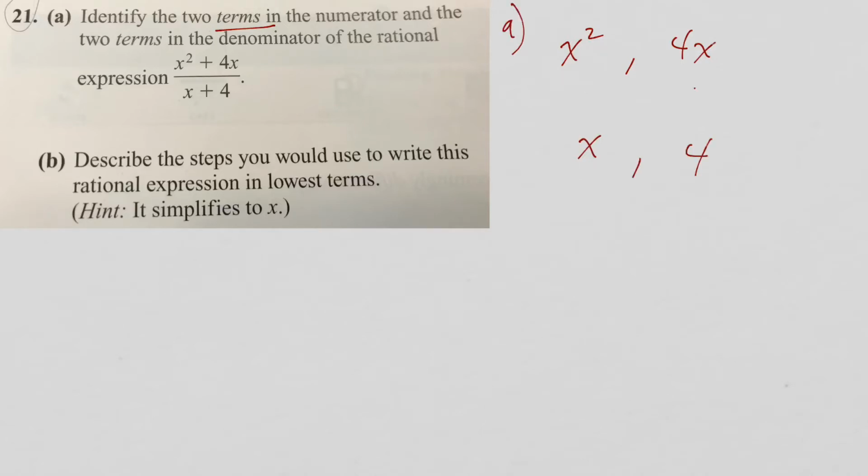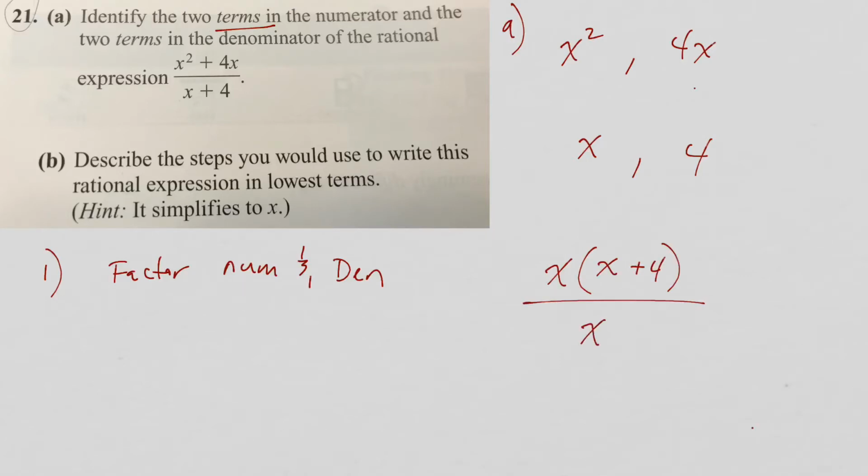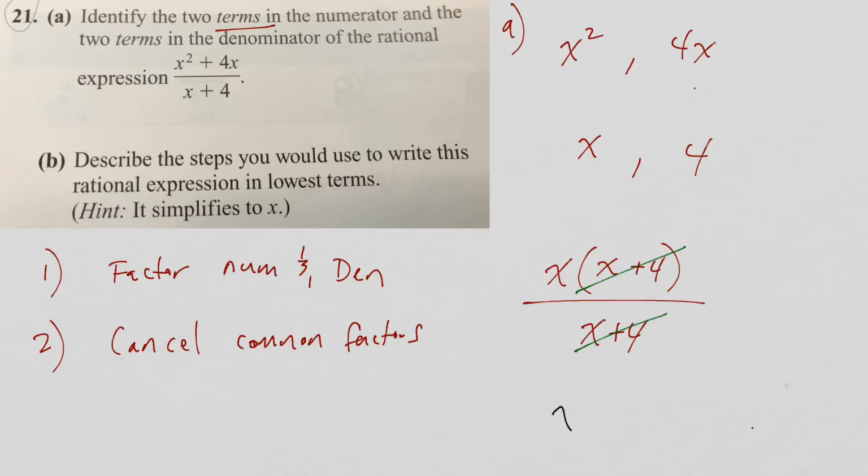So that's part A. Part B, describe the steps you do to write this in lowest terms. Well, step 1, factor numerator and denominator. So I would pull out the x in the numerator, I'd be left with x plus 4. In the denominator, I cannot factor. So step 2 would be to cancel common factors in the numerator and the denominator. So I cancel, and so my final answer would be x.